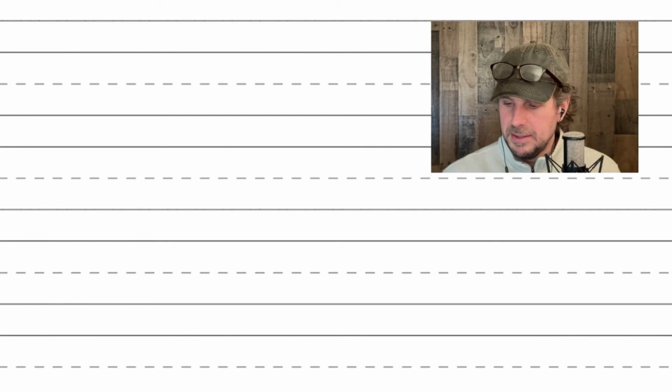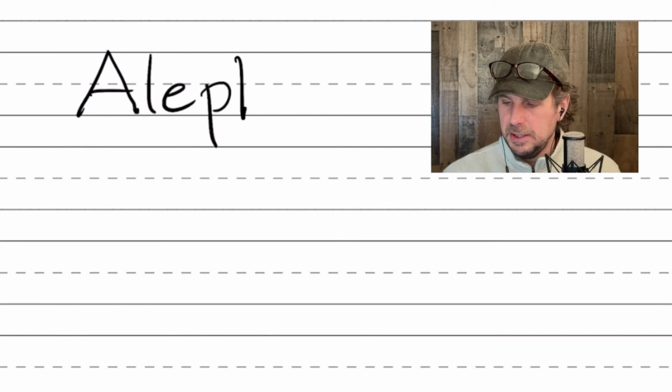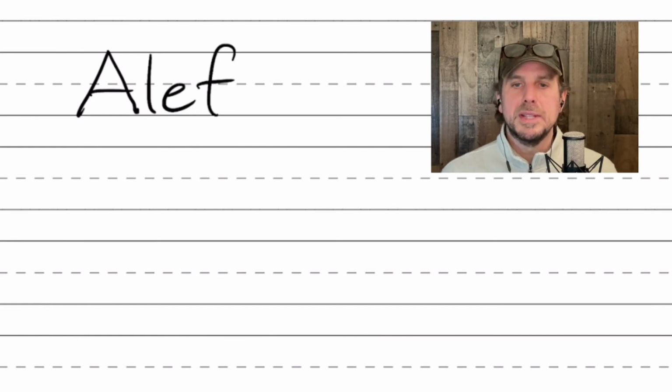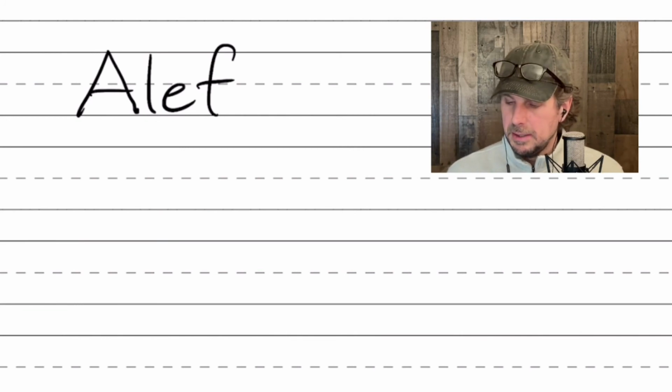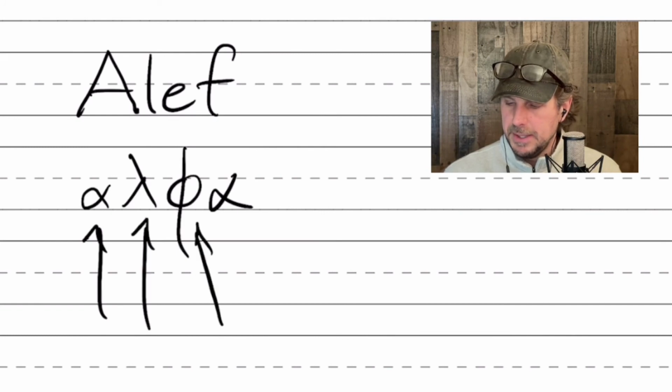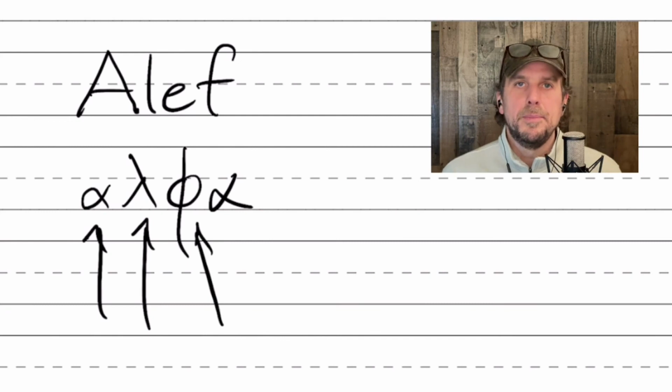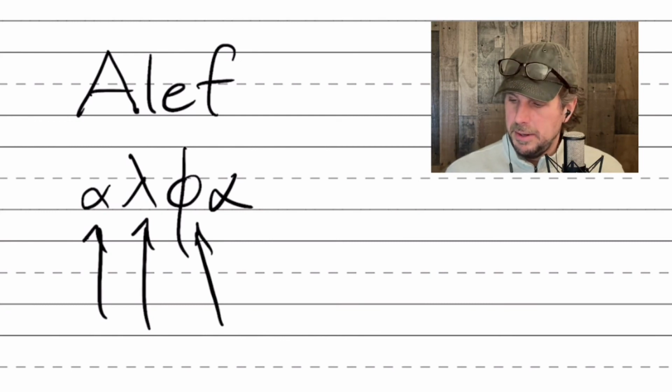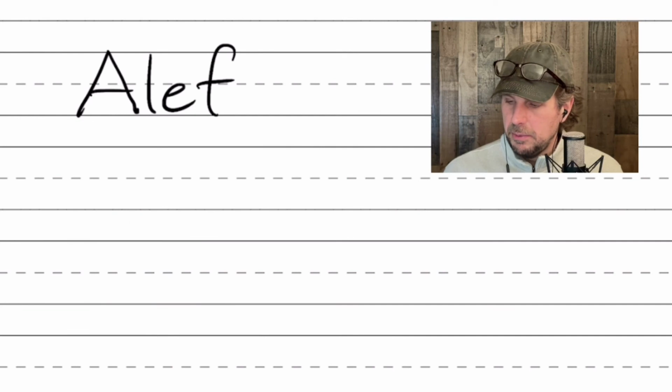I guess I could write this up here. We would spell it A-L-E-P-H in English. Sometimes you might see it spelled Alef like this. And of course, the Alef is where we get the word alpha in Greek. It comes from that same alpha. We see this alpha, or the letter A, and that's a lambda, and then a phi, which is basically the same letter A, right? That's where we get the alphabet.